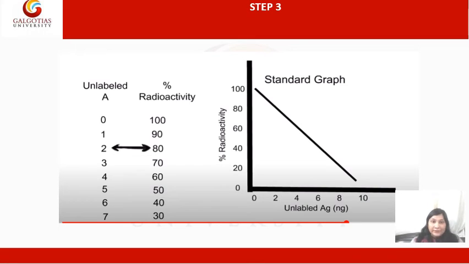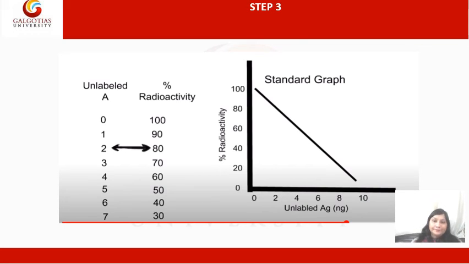So now we will note down these values. In one column we note the concentration of the unlabeled antigen solution, and in the second column we write down the activity. Remember, these values are just an example and may differ with the experiment. Now we will find the relationship. You can see the relationship is very clear. Increase in the amount of unlabeled antigen, decrease in the radioactivity, right?